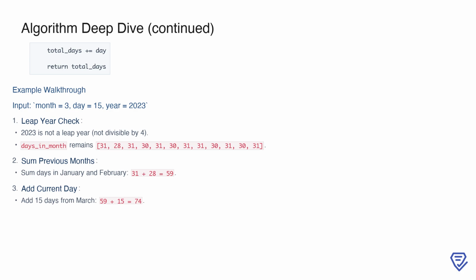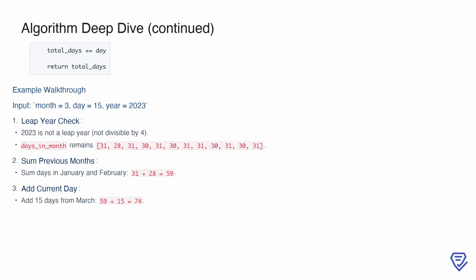Suppose the input is month 3, day 15, and the year 2023. First, we check if 2023 is a leap year. Since it is not divisible by 4, it is not a leap year, and February remains at 28 days. The list of days for all months is thus 31, 28, 31, 30, 31, 30, 31, 31, 30, 31, 30, 31. Next, we sum the days in January and February, which gives 31 plus 28, totaling 59. Finally, we add 15 days for March, resulting in a total of 74.